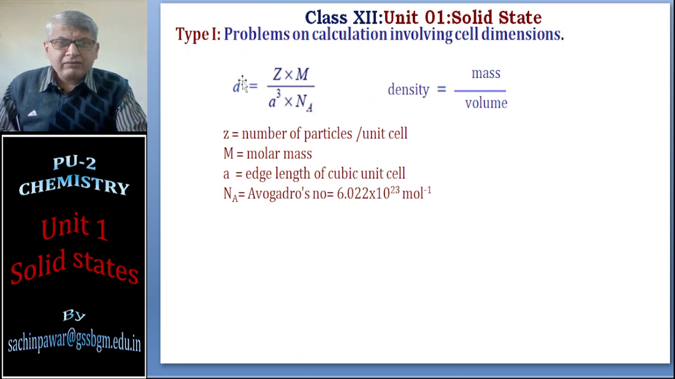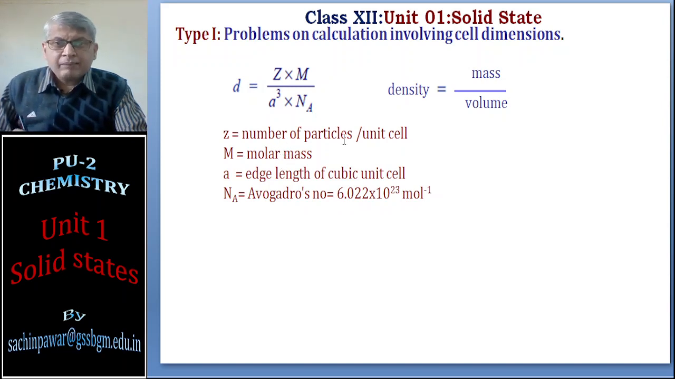Okay, so we have a formula for problems on calculations involving cell dimensions. Density is Z into capital M upon A cube into Na, where Na stands for Avogadro's number, per mole is the unit for it. Molar mass has no unit, but we always write it as grams per mole.